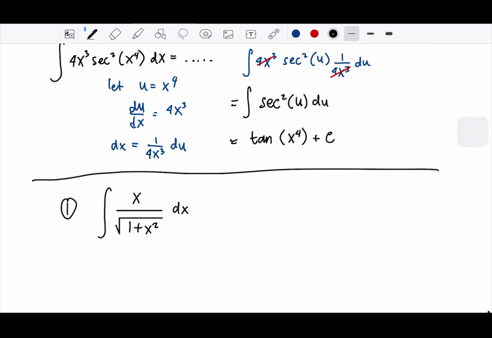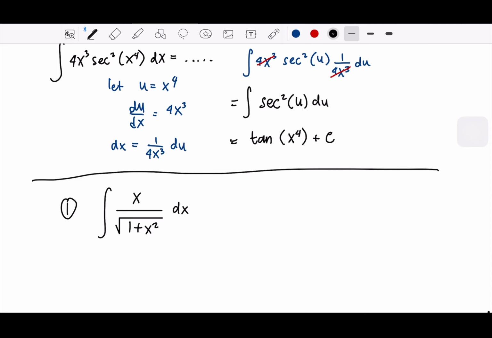You can let some u change the variable x, or maybe some function inside. Another way to help you quickly think about how to substitute is, you see the top is just x. Here you have square root of 1 plus x squared.